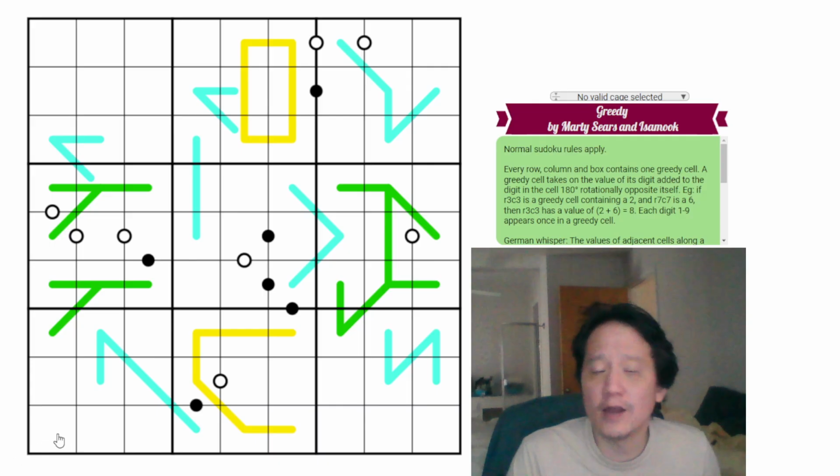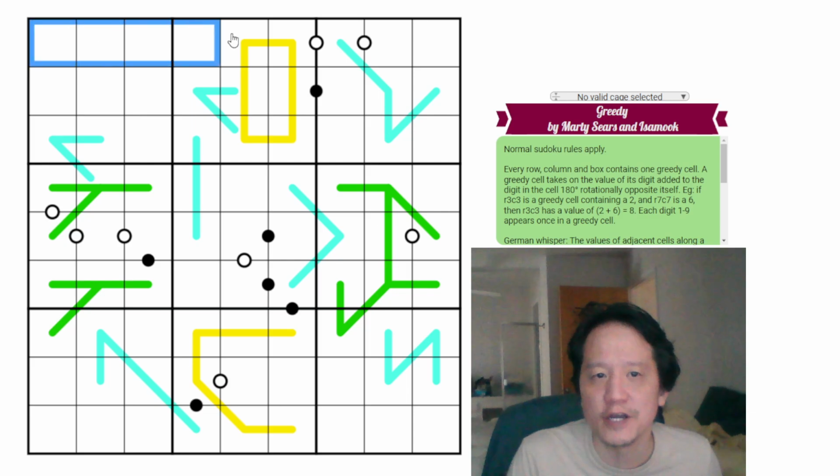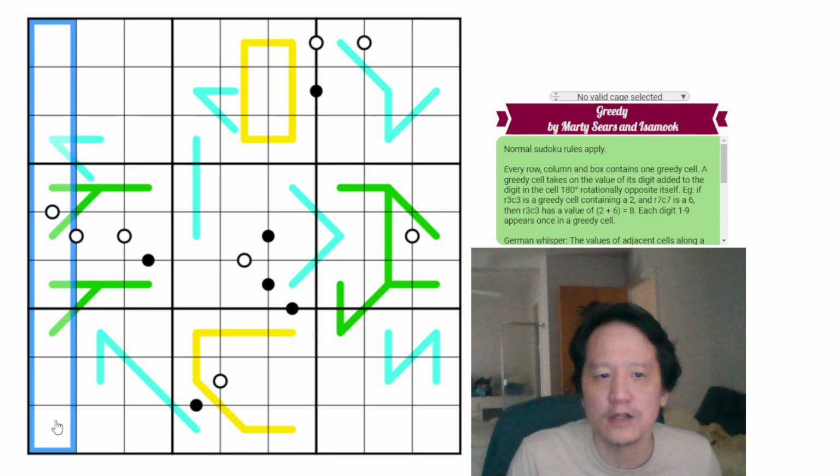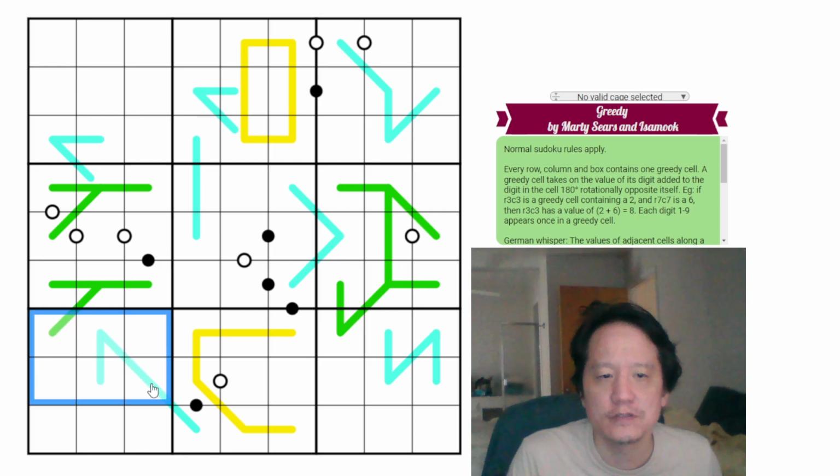We got another average puzzle difficulty, and this one's called Greedy by Marty Sears and Izamook. And here are the rules. Normal Sudoku rules apply, which means placing the digits 1 through 9 in every row, every column, and every 3x3 box.